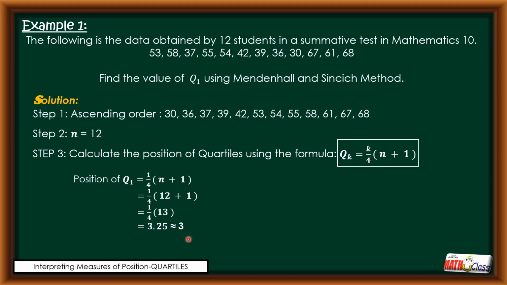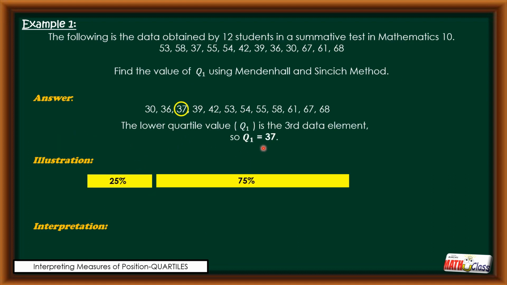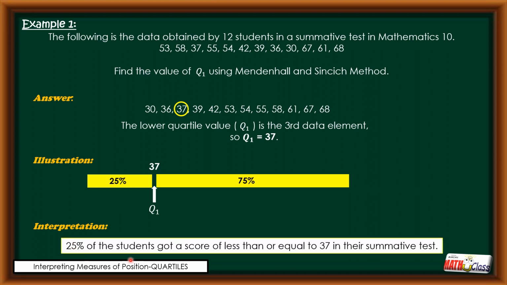This means the lower quartile is the third element of the data. So, Q1 is equal to 37. So in this problem, the value of our first quartile is 37. Now, let us have an illustration for us to easily interpret the data. Based on the illustration, we can interpret that 25% of the students got a score of less than or equal to 37 in their summative test. On the other way around, we can also say that 75% of the students got a score of greater than or equal to 37 in their summative test.